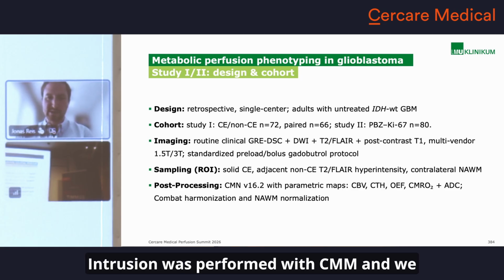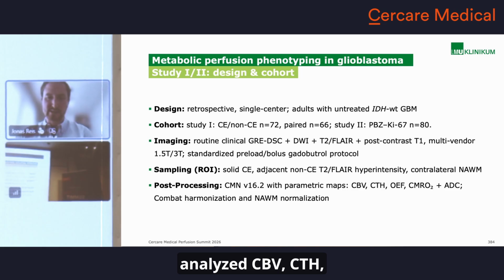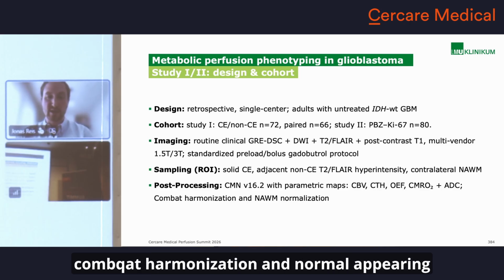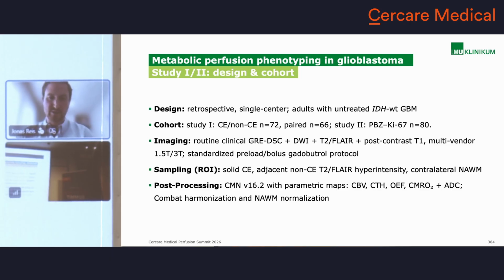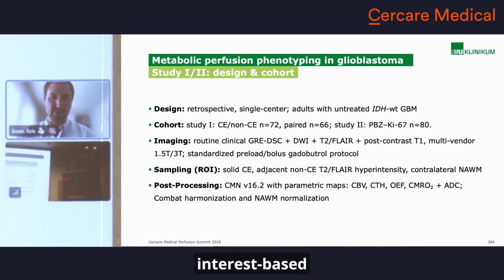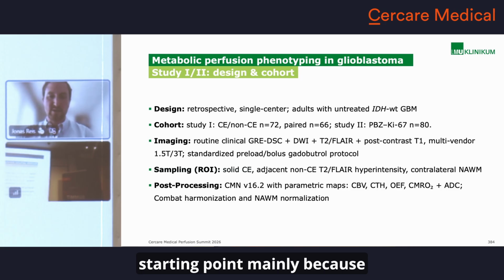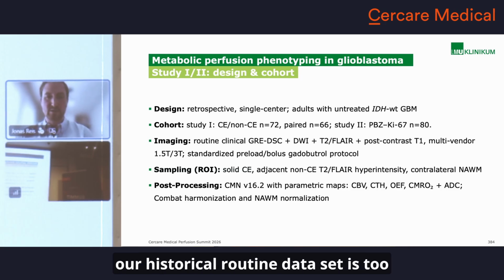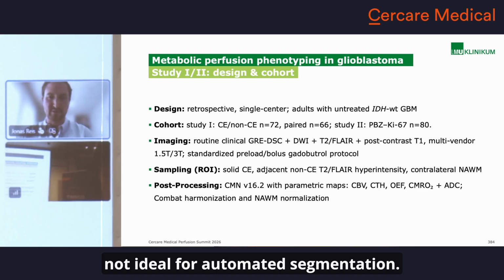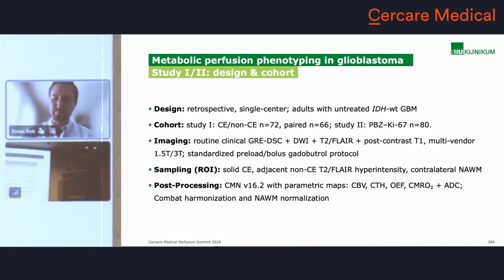Post-processing was performed with CMN, and we analyzed CBV, CTH, OEF, CMRO₂, and ADC after ComBat harmonization and normal appearing white matter normalization. And for us, this is a pragmatic region of interest-based starting point, mainly because our historical routine data set is too heterogeneous and not ideal for automated segmentation.